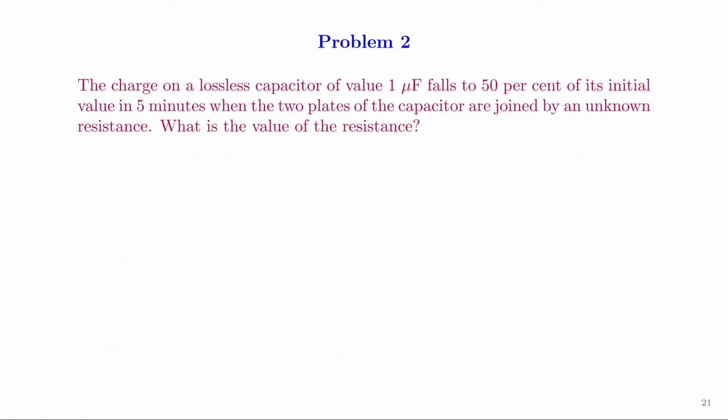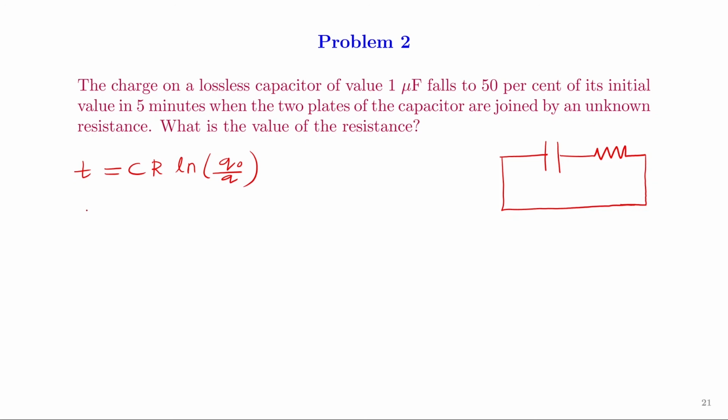Problem 2. The charge on a lossless capacitor of value 1 microfarad falls to 50% of its initial value in 5 minutes when the two plates of the capacitor are joined by an unknown resistance. What is the value of the resistance? That means that we have a capacitor which is initially charged and we have connected a resistor across its two plates. Now, according to the previous equation that we have seen, t equal to CR times natural logarithm of q0 over q.